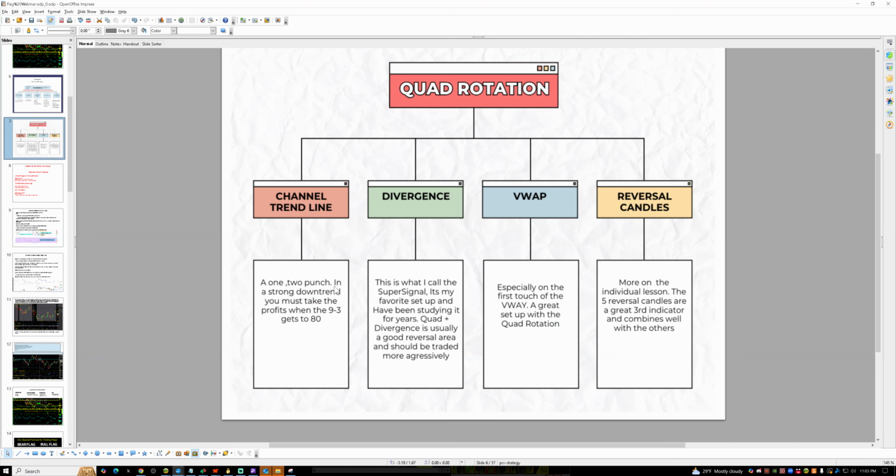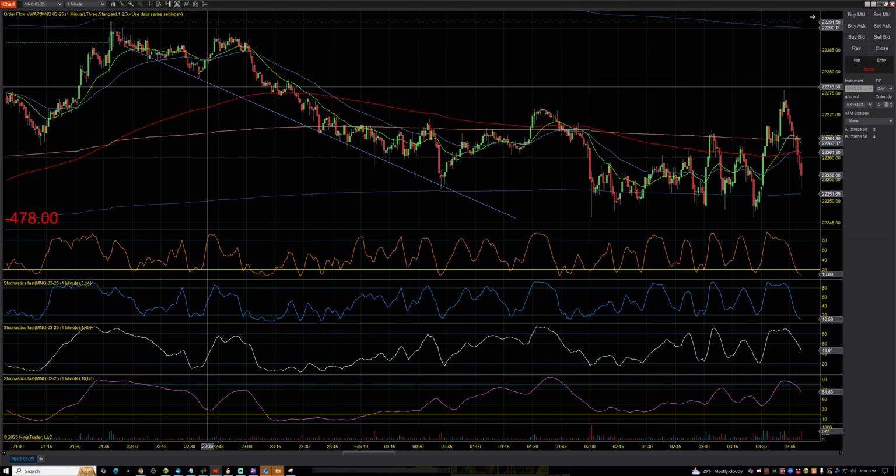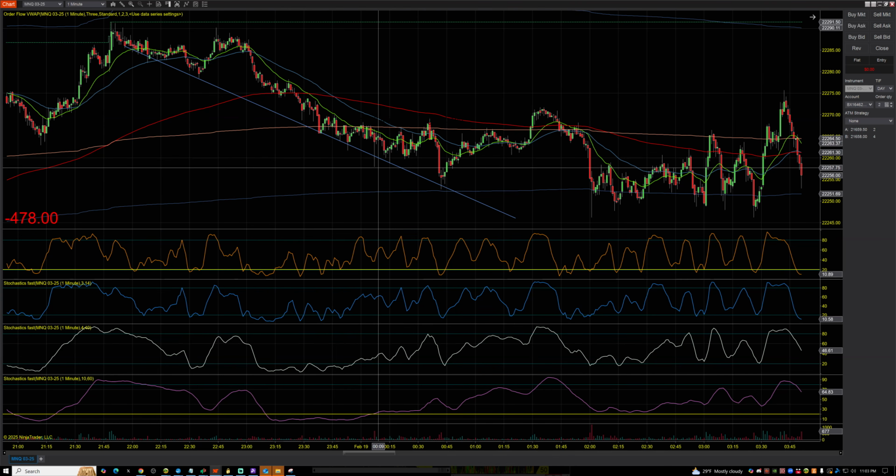It's got a 1-2 punch. And it says here, a little note, in a strong downtrend, you must take the profit when the 9-3 gets to 80. So we'll talk about that trend line. Like quad rotation, trend line. What does that mean? That means you only buy if the price is on a trend line and you have a quad rotation at the same time. So here you don't. Quad rotation and trend line.